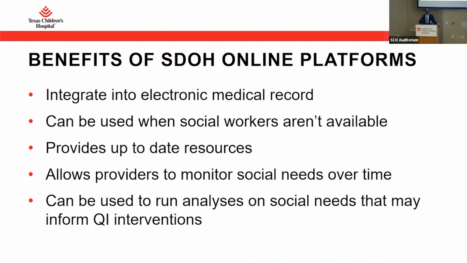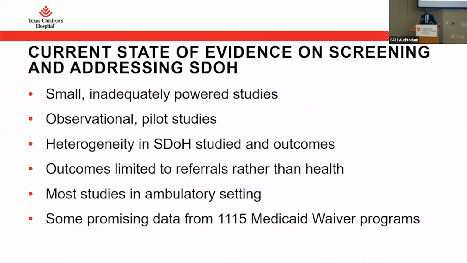So these are, again, all the different forces, the availability of technology. But then the question is, well, what does the evidence say? And I would say at this point, it's really hard to say. A lot of the studies that we have in terms of interventions around social determinants of health screening and addressing them are small and inadequately powered. A lot of them are observational studies or pilot studies. Good work, but still just not the level of rigor where we can say much.